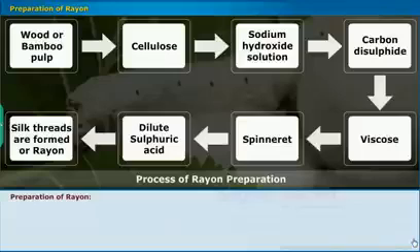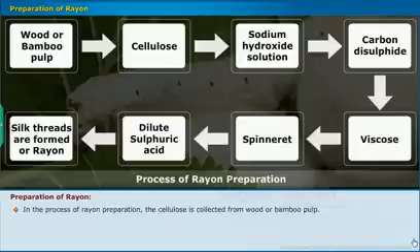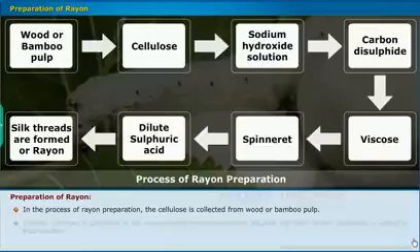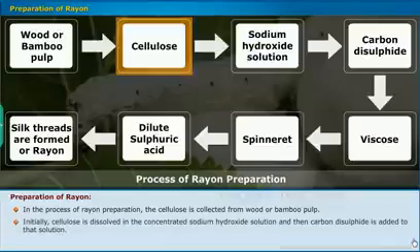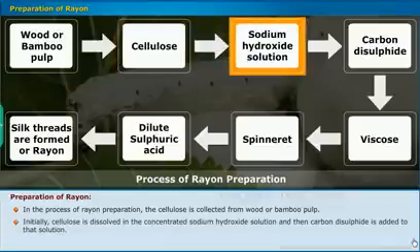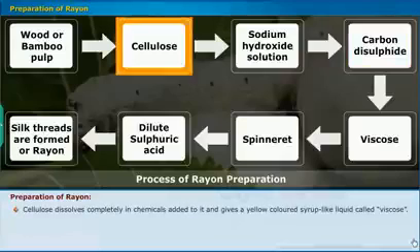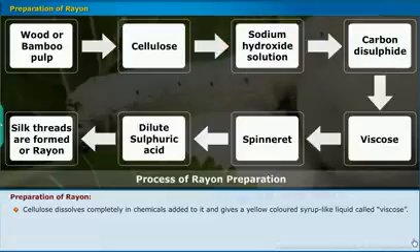Let us now discuss how rayon is prepared. In the process of rayon preparation, the cellulose is collected from wood or bamboo pulp. Initially, cellulose is dissolved in the concentrated sodium hydroxide solution and then carbon disulfide is added to that solution. Cellulose dissolves completely in chemicals added to it and gives a yellow-colored syrup-like liquid called viscose.